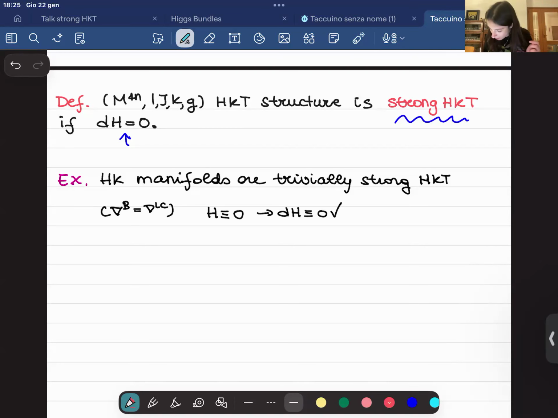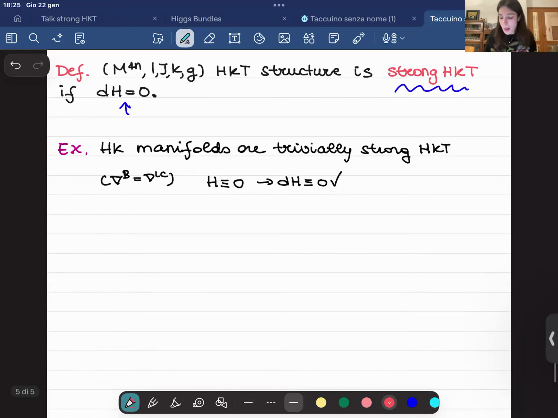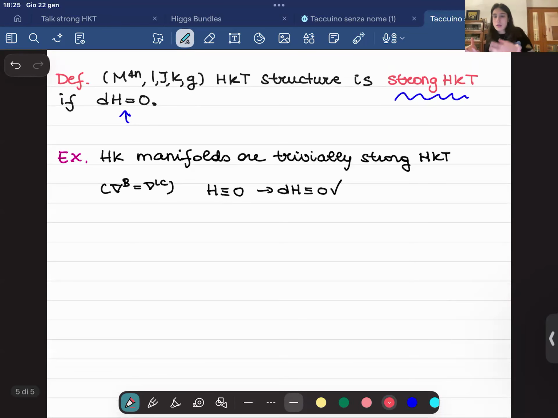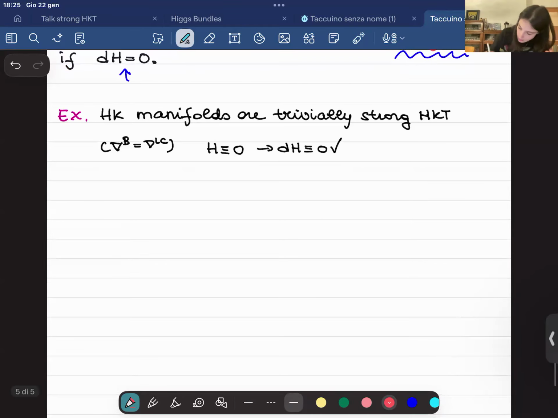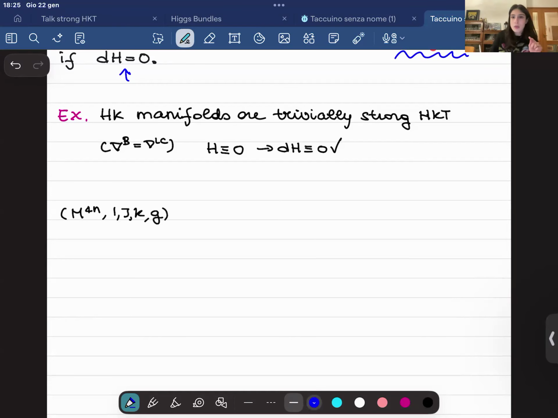But the most important thing for us is the link between these structures and the Bismut Hermitian Einstein ones. So in fact, let us pick our strong HKT manifold.